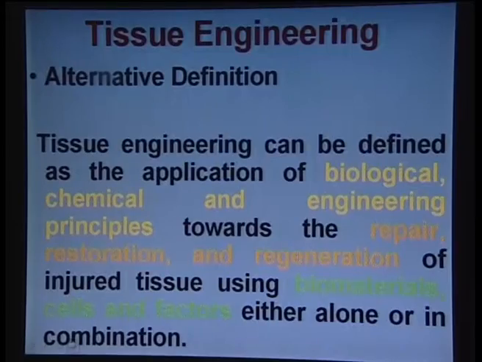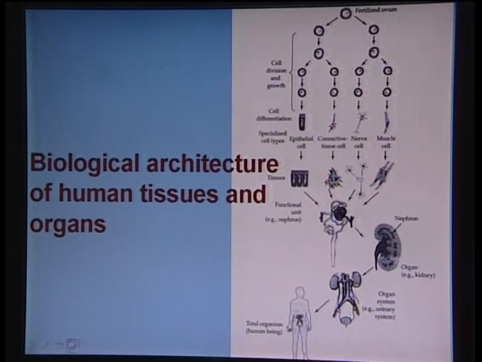Now, how can you do it? You can use the biomaterials, cells and growth factors combined. So, if you combine these three things together, then you would be able to restore and repair the normal tissue functions. So, this is the biological architecture of human tissues and organs.